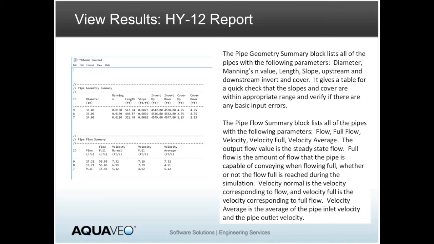The pipe flow summary block lists all of the pipes with the following parameters: flow, full flow, velocity, velocity full, and velocity average. The output flow value is a steady state flow. Full flow is the amount of flow that the pipe is capable of conveying when flowing full, whether or not the flow full is reached during the simulation. Velocity normal is the velocity corresponding to flow, and the velocity full is the velocity corresponding to full flow. Velocity average is the average of the pipe inlet velocity and the pipe outlet velocity.